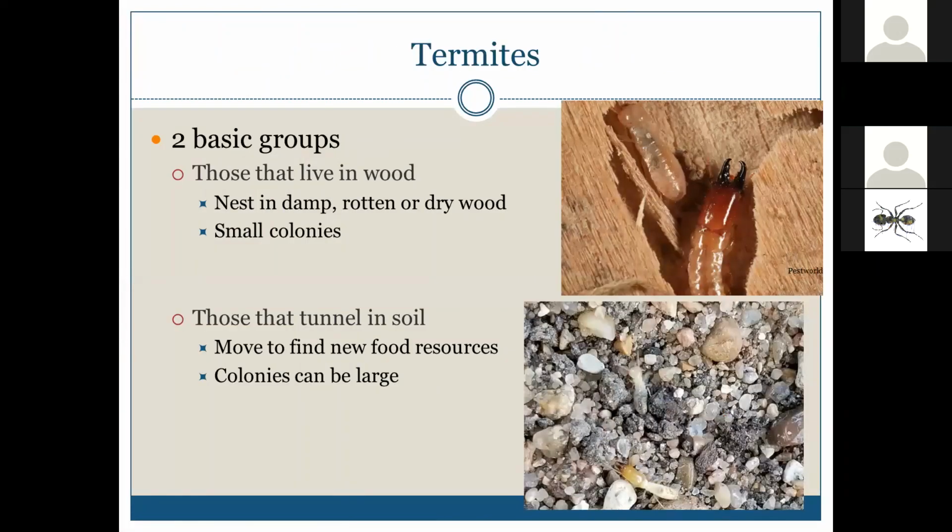All right, so when we look at our actual termites, I break them into two basic groups. We have termites that actually live in wood, and that could be termites that are nesting in damp, rotten wood, or termites that are in dry wood. And those are going to be two different groups, and these are generally going to have smaller colonies. And then we have those that will actually tunnel in soil, which are subterraneans. And these will move around to find new food sources, and these colonies can get much larger than the other colonies.